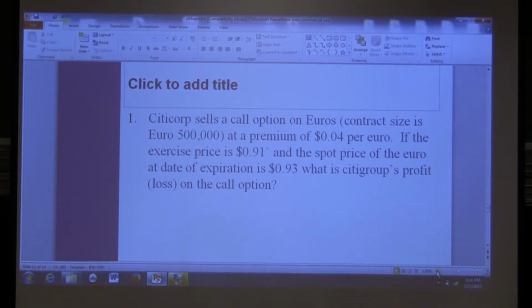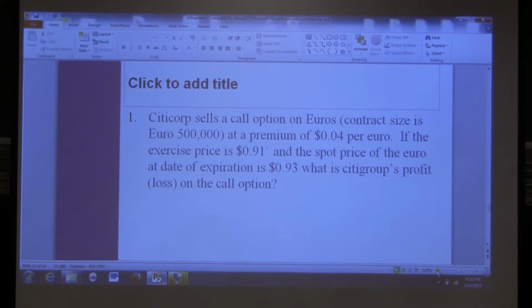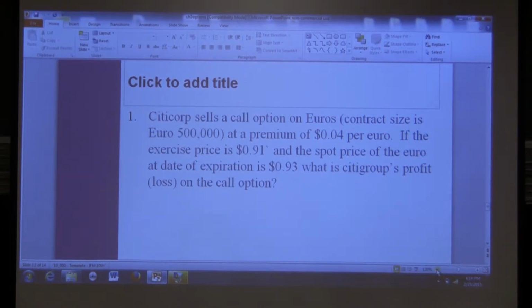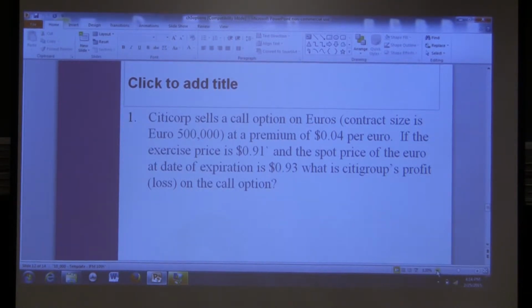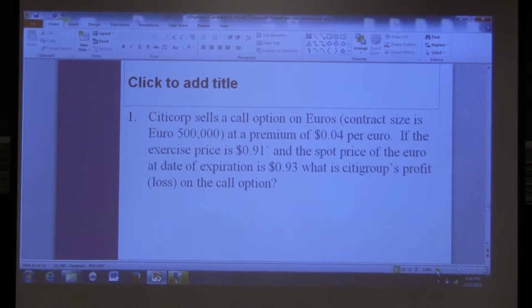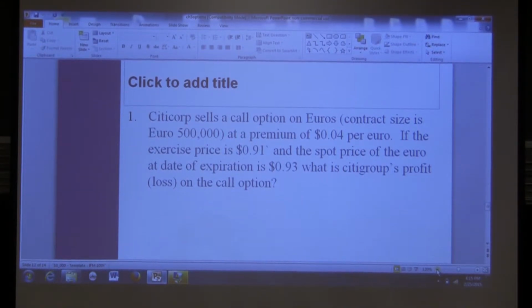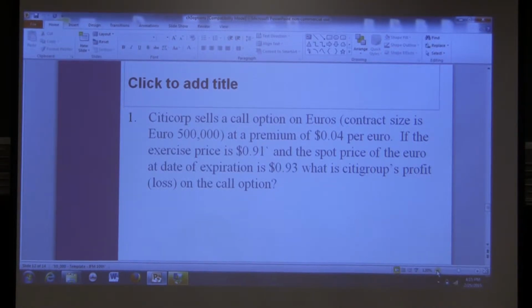So how much does the buyer make or lose? The buyer loses 2 cents because here he made 2 cents by exercising, but he paid 4 cents initially. So here, for the buyer, the loss is 2 cents. Okay? Now, what it tells you is that each contract is for 500,000 euros. So you can basically multiply this by 500,000 to find out the actual profit or loss. So the total profit or loss is going to be 500,000 times negative 0.02. So that is going to be the loss of $10,000.